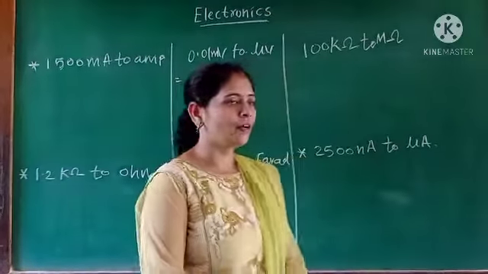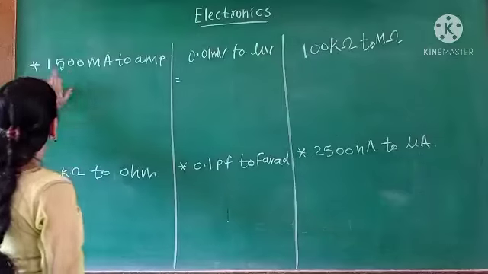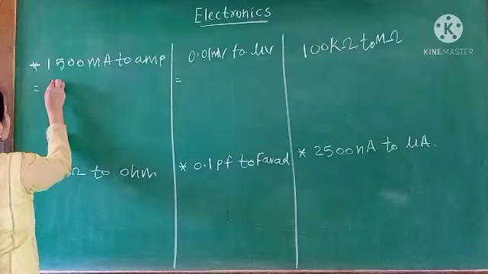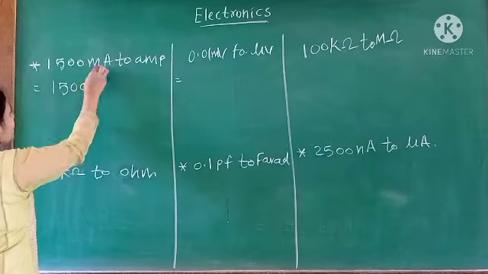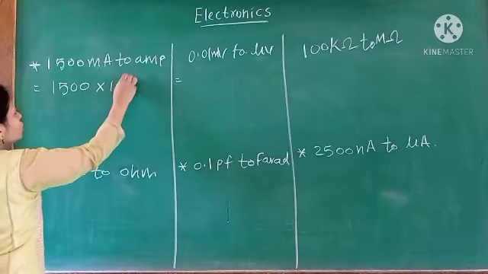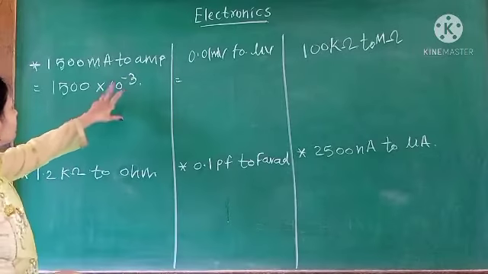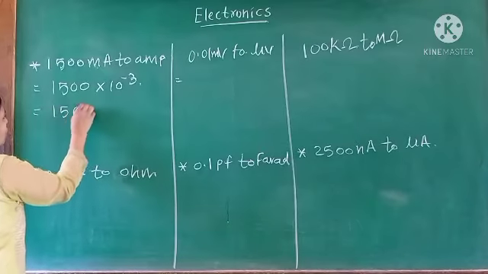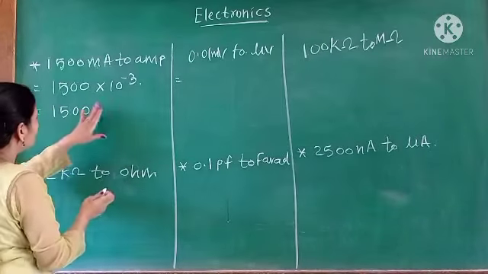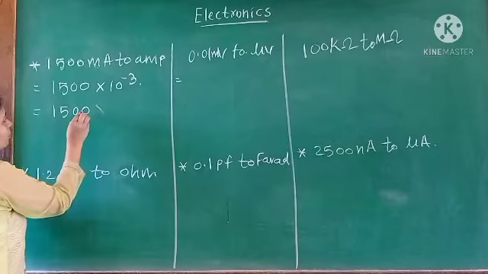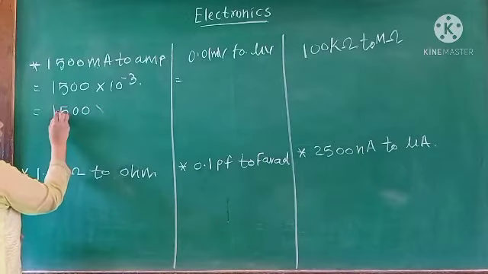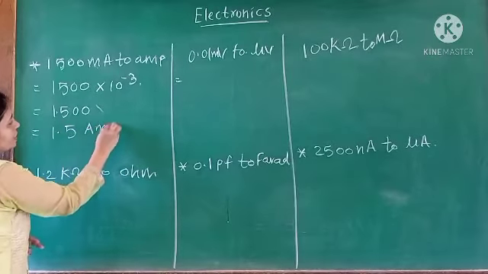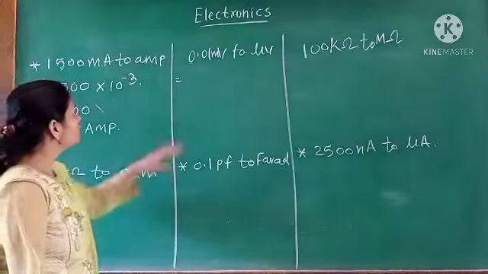Let's see another example. Convert 1500 milliampere into ampere. Milli means what? 10 raised to minus 3. So we have to multiply the number with 10 raised to minus 3. So we got here 1500 into 10 raised to minus 3. So we have to place a decimal point: 1, 2, 3. So here we got the decimal point. So the answer is 1.5 ampere. This is the answer. Now see the next example.